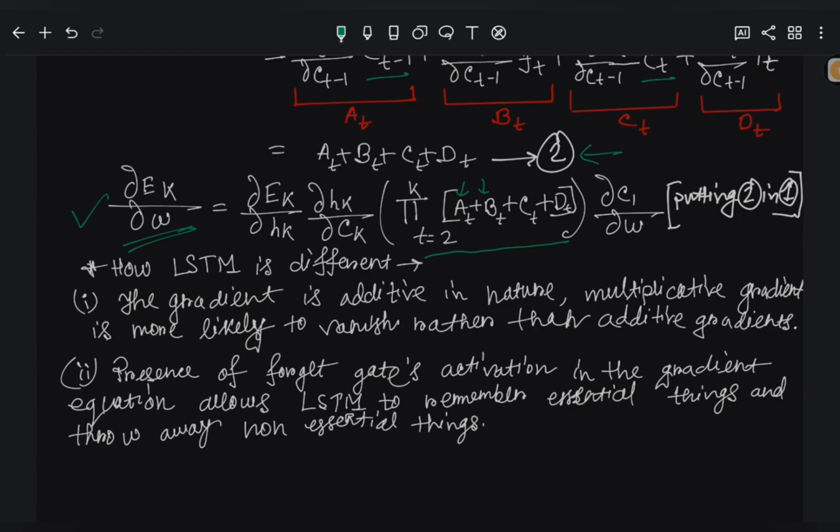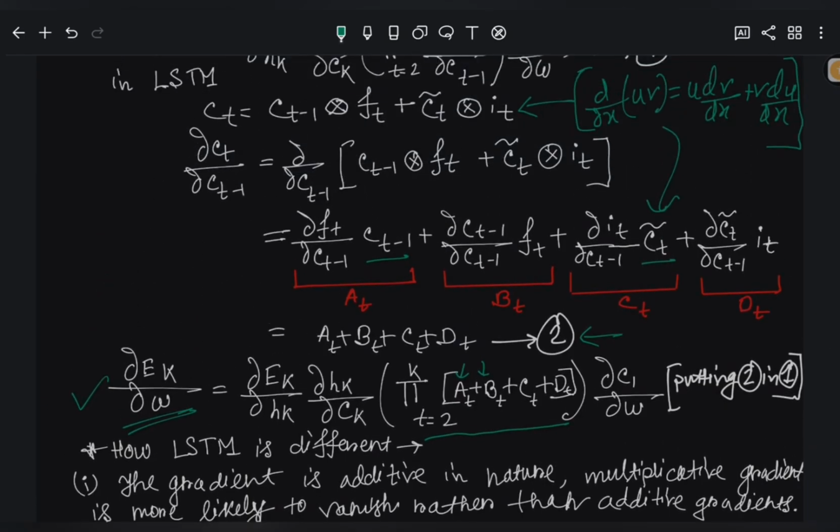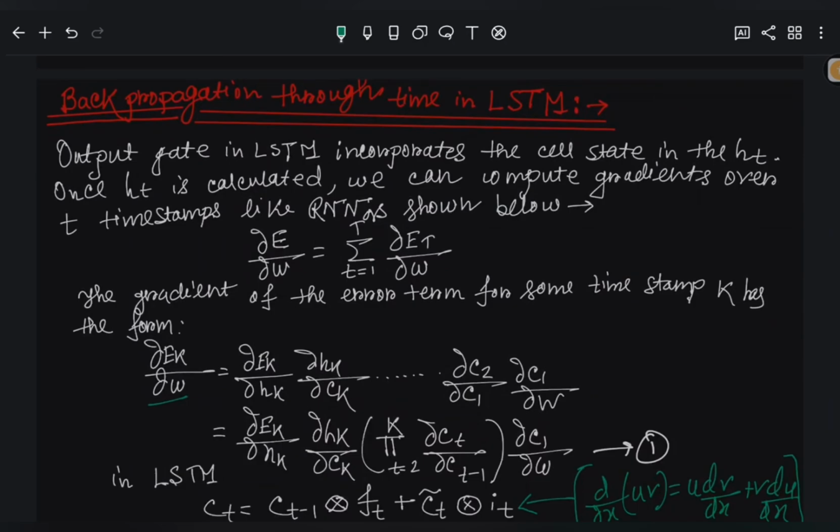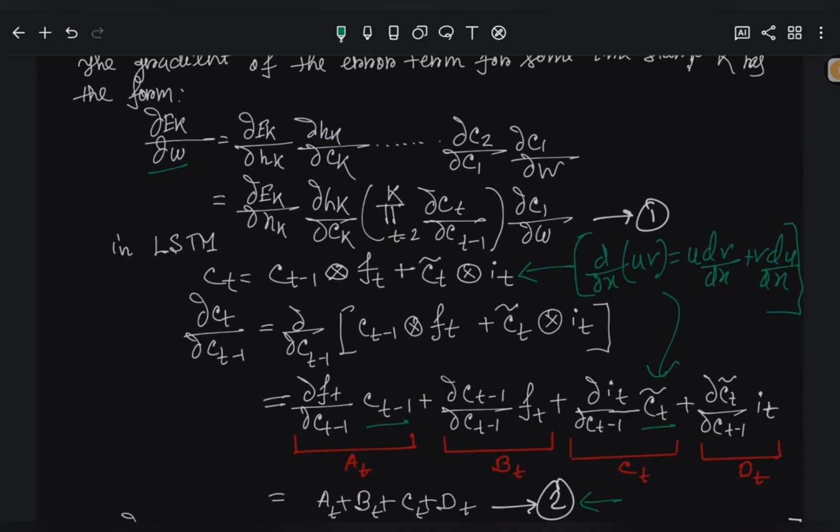The main reason is that here the derivative term is additive in nature, but in case of RNN, the derivative term is multiplicative in nature, which has a very high chance of going into the vanishing gradient problem, right? And also the presence of CT, which will essentially remember the crucial part of the long-term dependencies and throw away the parts which are not required, right? So this is the one which I wanted to talk about in this video. I hope you got an understanding of how the LSTM works with different gates, and how the derivative of LSTM is much simpler compared with the RNN.